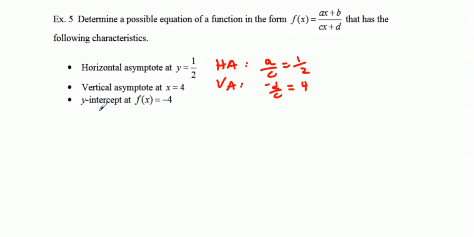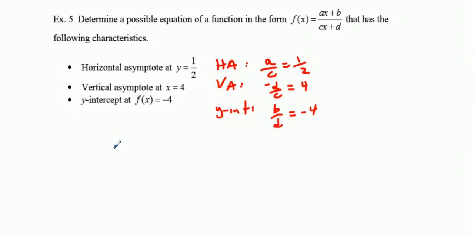And then the y-intercept. The y-intercept is where x equals 0, so that was our b over d. So the y-intercept would be b over d equals -4. So start with the horizontal asymptote.